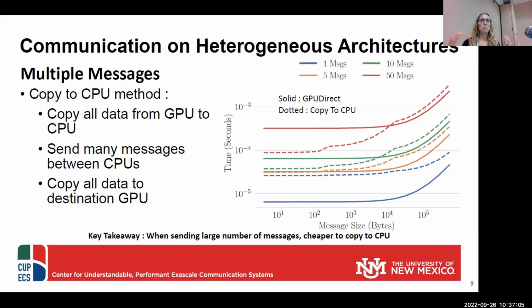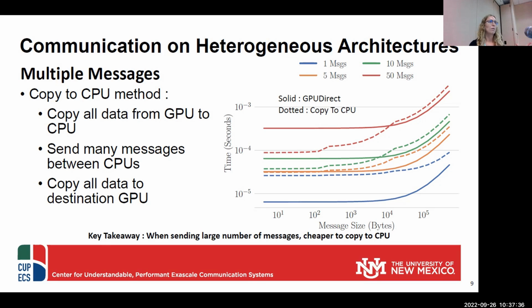If we send some number of messages, that no longer holds, because we can copy all of the data to the CPU at once, then do all of the MPI messages between CPUs, and then copy all of the data back to the GPU one time. So if we send something like 10 messages, we get those green lines. The dotted again is that copy to CPU. You can see by the time we're sending 10 messages, it's actually cheaper to copy to the CPU, particularly for smaller messages. And because we're looking at the Bruck algorithm, we care about these small messages.